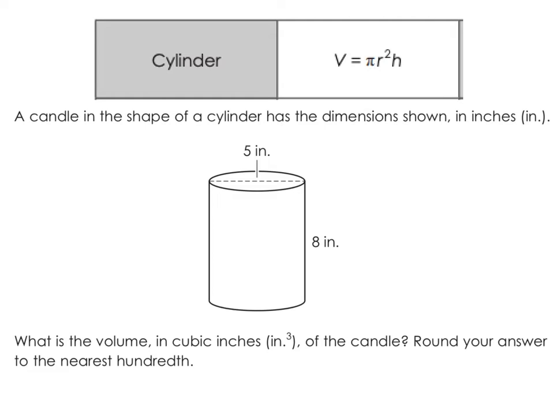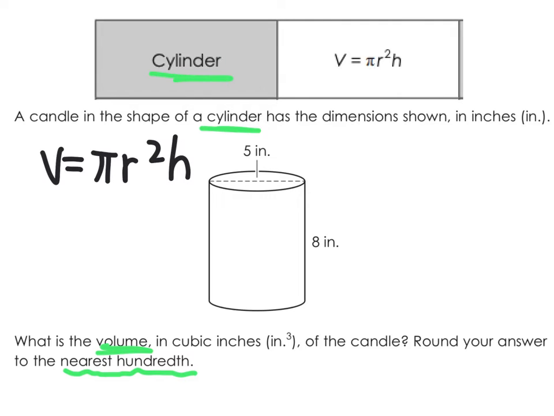So I wanted to show you how to use the formulas. So suppose you had a state test question about a cylinder. Now here's an example question. A candle in the shape of a cylinder has the dimensions shown. What is the volume in cubic inches of the candle, and round your answer to the nearest hundredths? So you would grab your reference sheet and, on your scratch paper, you would write down the formula, and then you would input the information into the formula.